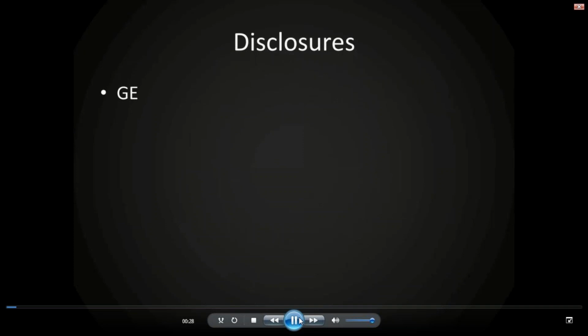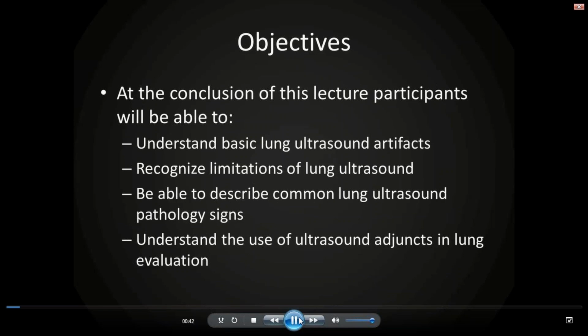So ultrasound is a very big topic now. And I do have one disclosure that's related to it, and that is I've done some consulting with GE. It's a product that will not be mentioned at any time during my portion of the webinar. We have several objectives, and they include gaining understanding of basic ultrasound artifacts and principles, to recognize the limitations of lung ultrasound, as well as being able to describe common lung ultrasound pathology signs. And finally, to understand the use of ultrasound adjuncts in lung evaluation.